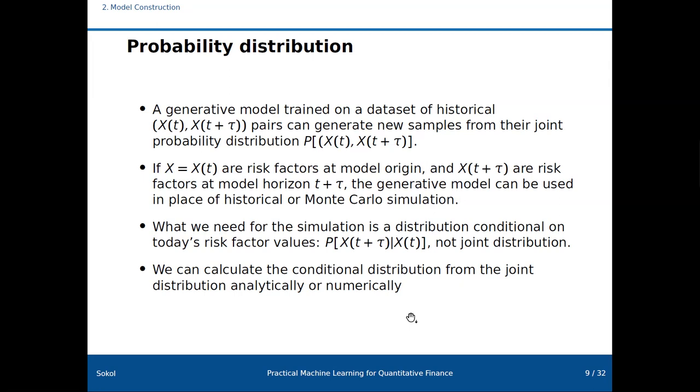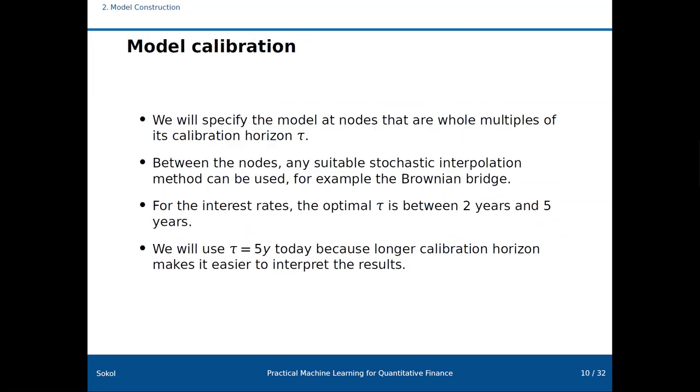However, not to be deterred, we can calculate this conditional probability distribution from the joint distribution, analytically or numerically. A lot of models actually allow analytical calculation of that. If we don't, then we can generate enough samples from the joint distribution and just use bucketing, right? The same thing as we used to analyze historical data: we generate a lot of samples, then samples which happen to match today's interest rates with a certain precision, we take these samples and throw out all of the others. And we will get exactly the right answer this way.